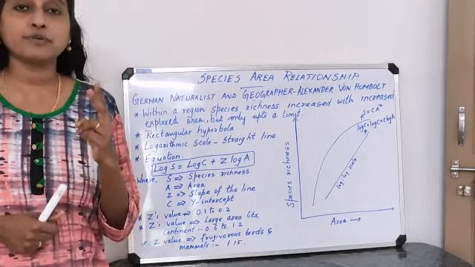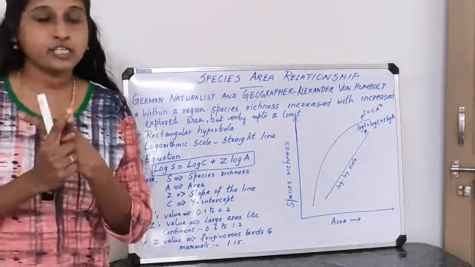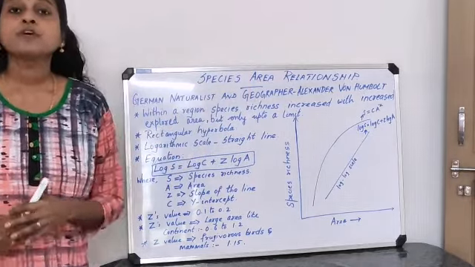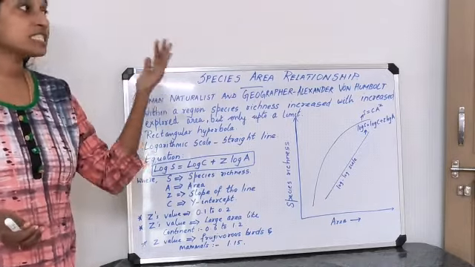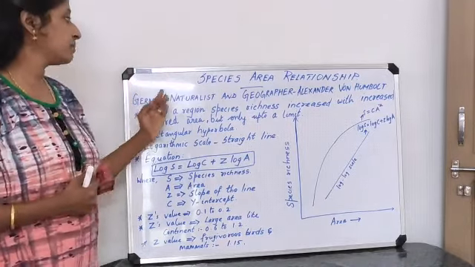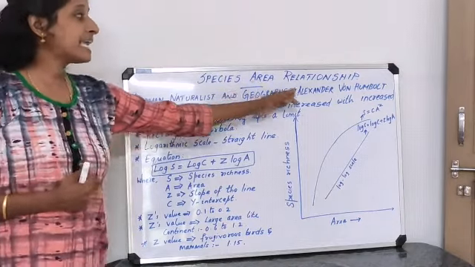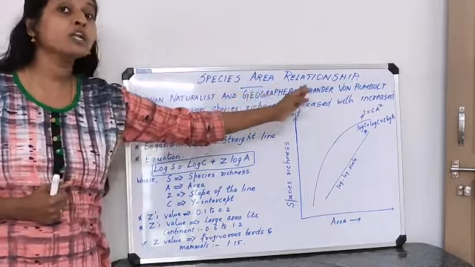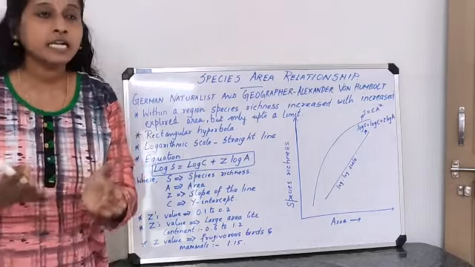So 2 points you have to write. One is latitudinal gradient and the second one is species area relationship. So moving on to the species area relationship. The species area relationship was given by a German naturalist as well as a geographer. What is his name? His name is Alexander von Humboldt. He is the one who has given this species area relationship.